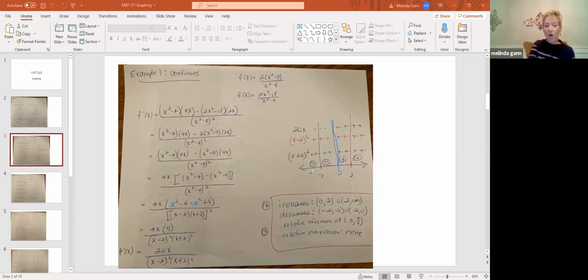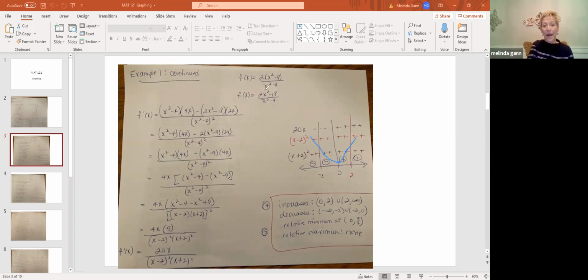Now think about it. If something's coming down and then it keeps coming down, you're not going to have a max or min here. But if something's coming down and suddenly it turns and goes up, wouldn't you have a minimum right there? So there's a relative minimum at 0 comma something. And again, it's increasing and it keeps increasing. So nothing is going to happen like a max or min there. So I don't have any relative maximums, and I've got a relative minimum at 0 comma something.